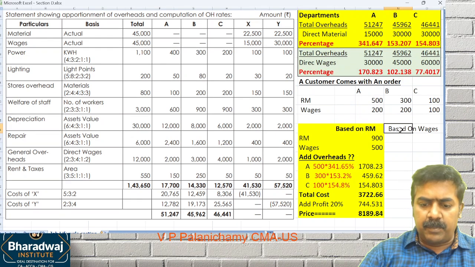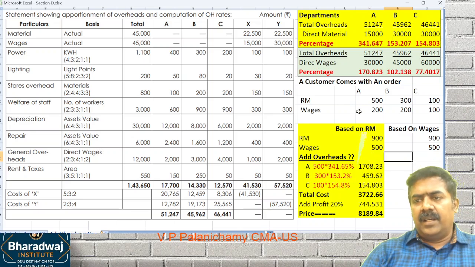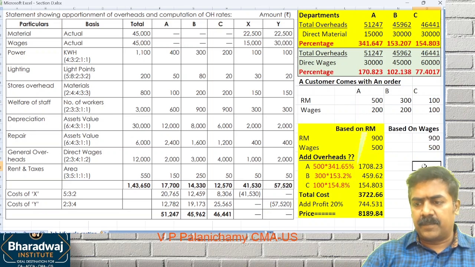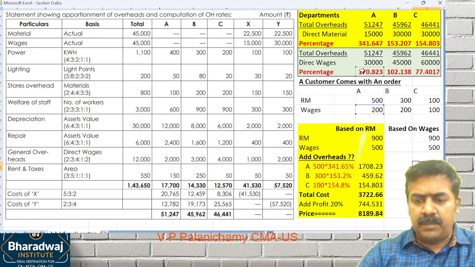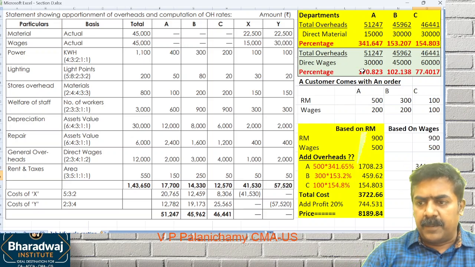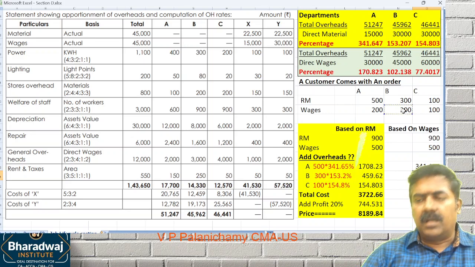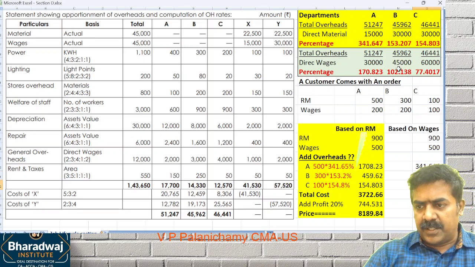So if you want to absorb based on wages, raw material cost is 900, wages are 500, overheads how to absorb? Simple. In department A, how much consumed? 200 into 170%. I repeat, 200 is the wages in department A. This into 170%. Department B, we spent 200 of wages into 102%.